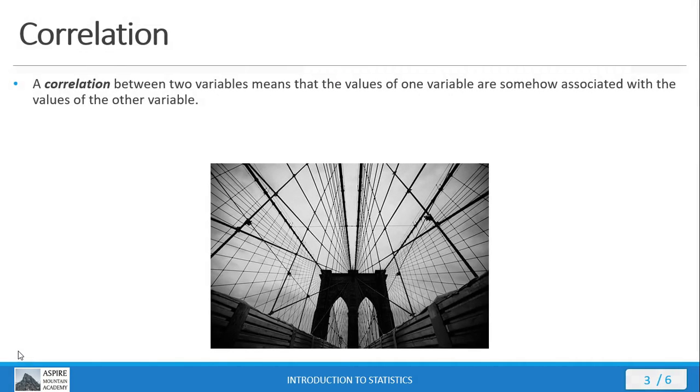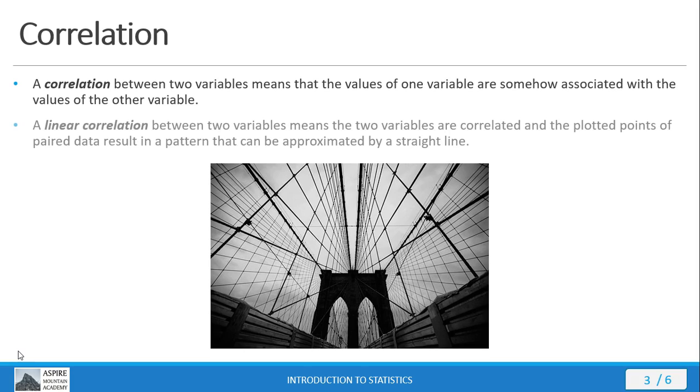Now, as I mentioned just a moment ago, correlation quantifies the potential for a relationship between two or more variables. So, correlation between two variables simply means that the values of one variable are somehow associated with the values of the other variable. Keep in mind what we've said repeatedly before. Correlation is not causation. Just because there's an association or relationship between two variables, it doesn't mean that one causes the other. Correlation is not causation.